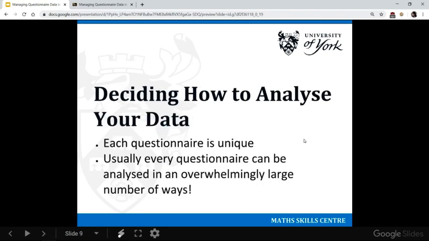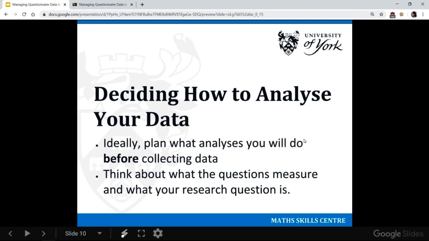Every questionnaire is really unique. And whenever someone shows me a questionnaire, I can think of a huge number of ways that that questionnaire could be analysed. And that's really overwhelming for people when they're trying to decide how to analyse it. My advice is that you want to plan what analyses you will do before you collect the data. That saves a lot of tears.